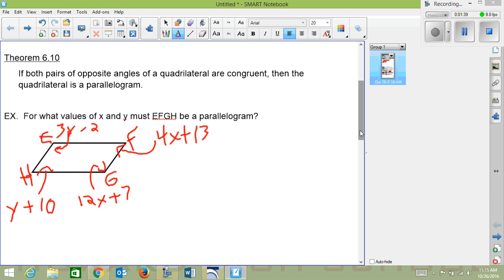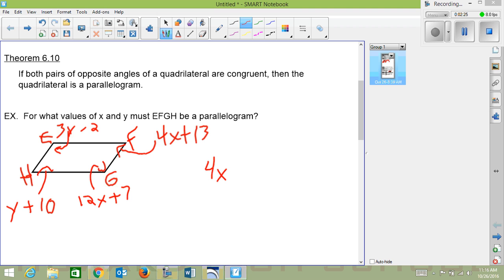Okay, so we know that 4x plus 13 right here, this one has to equal this one, and then this one has to equal this one. Another way you can look at it is we know that consecutive angles have to equal 180. So this one plus this one have to equal 180, and this one plus this one have to equal 180. Since you have your x here and your x right here, you'd want to add those two together, because otherwise you're going to have an x and a y, and then you're going to have a system, and that's going to be more work for you. So we'll do F and G first. Those are consecutive angles.